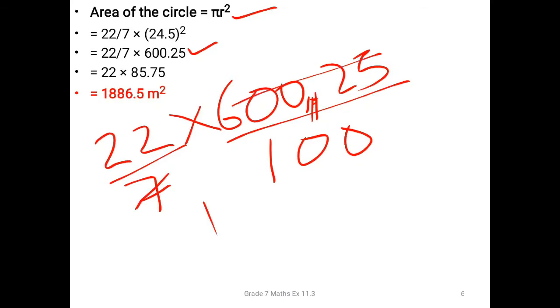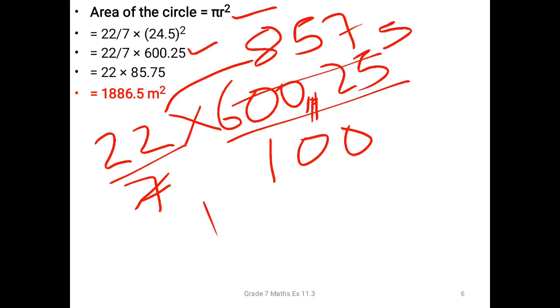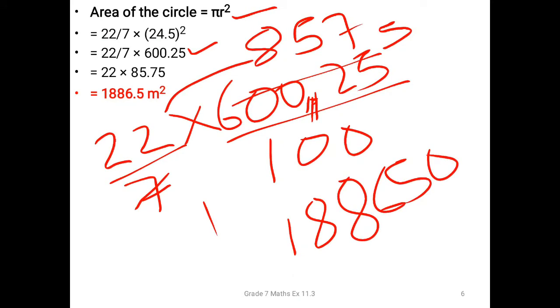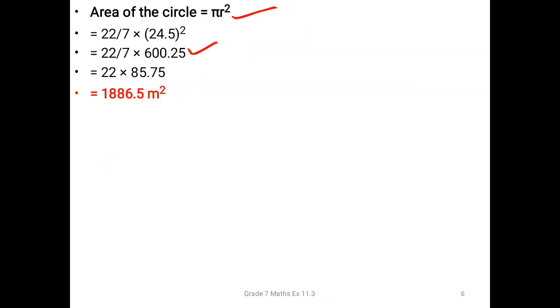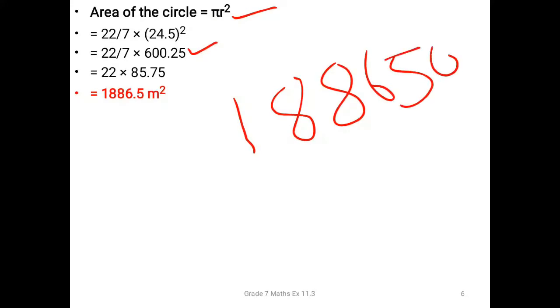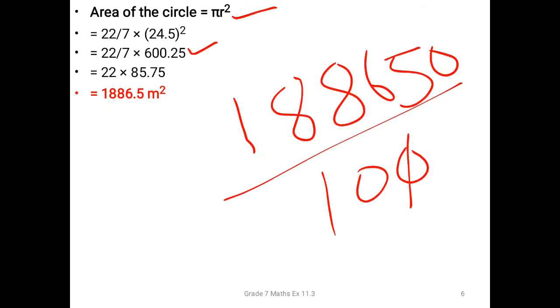7 ones are 7, and this is 8575. Now 8575 into 22, you will get the answer as 188,650, divided by 100. So our final step was 188,650 upon 100. So the 0 cancels. So 18865 divided by 10 is nothing but 186.5 meter square. In this way you can do your calculation.